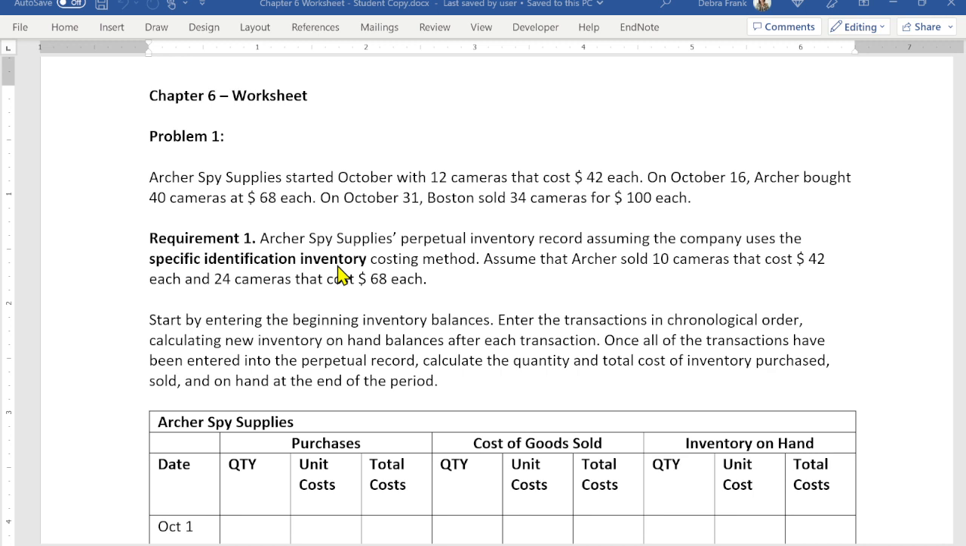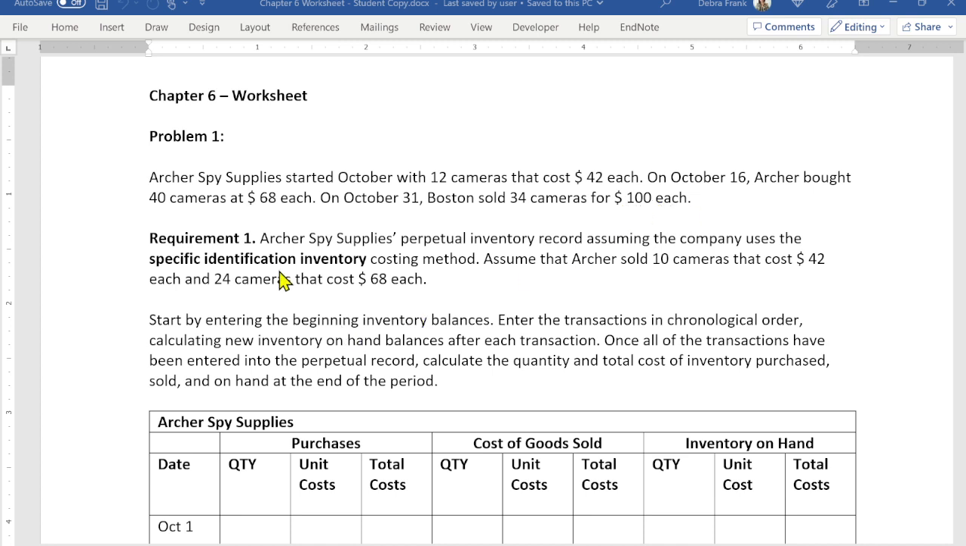And so here we have Archer Spy Supplies. They started October with 12 cameras at $42 each. And then 4 days later, October 16th, they bought 40 of them at $68. So price went up quite a bit. And then on October 31st, they sold 34 cameras for $100 each. So the sales price of the cameras was $100.